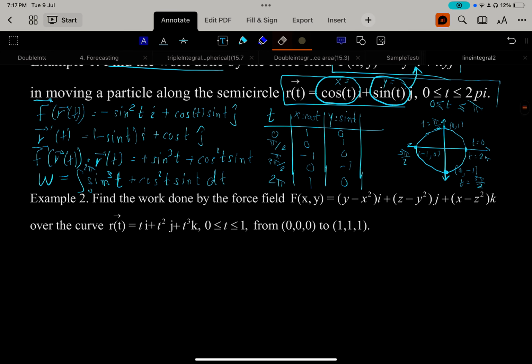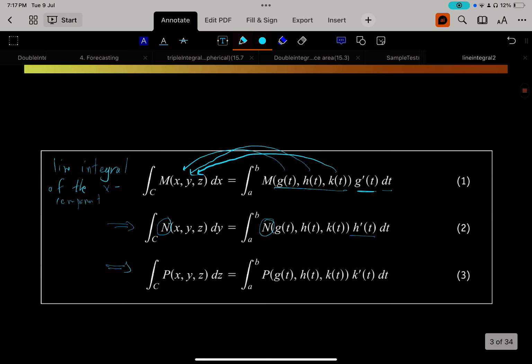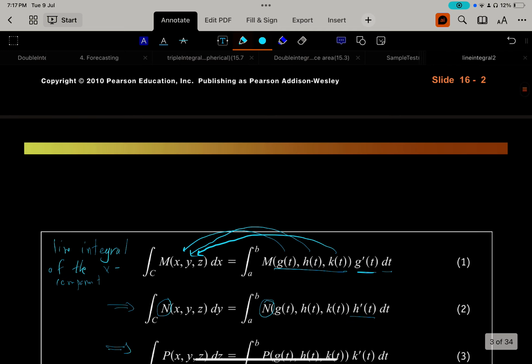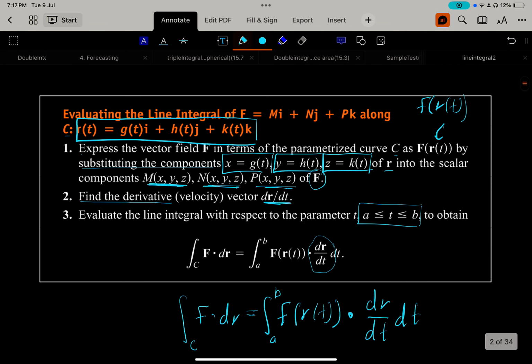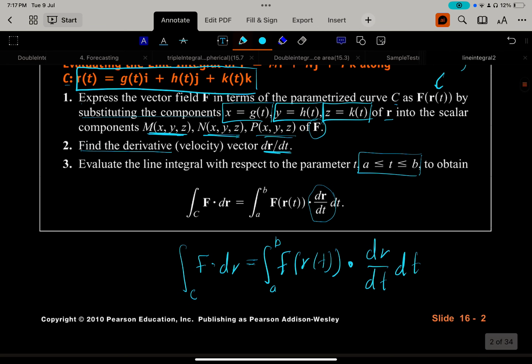Now let's solve our second example. It wants us to find the work done by the force field, which is this field, over the curve r of t, and it gave us the points here from 0 to 1, 1, 1. We can do this using our regular way of integrating.